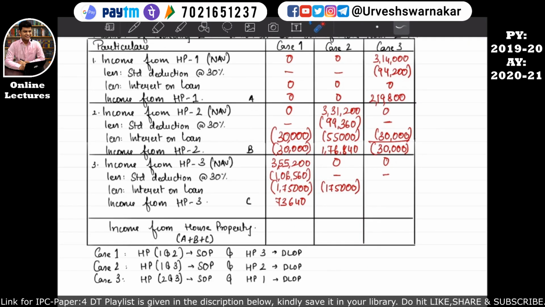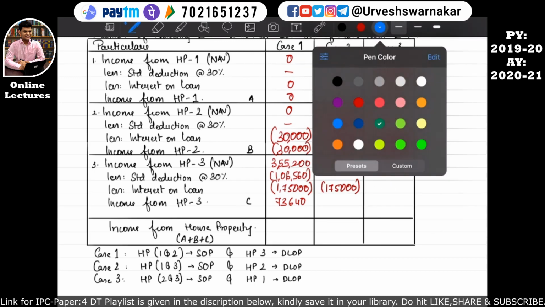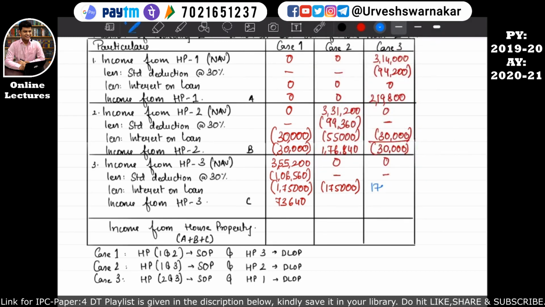So that's why this format is a little bit critical. Once you understand this format, things will become easy. So that means maximum up to 1,70,000 only. I'll change the color of this. So the maximum deduction that can be available under section 24 subsection B in case of house property 3, which is a self-occupied house property, is 1,70,000. I hope this is quite clear to you.